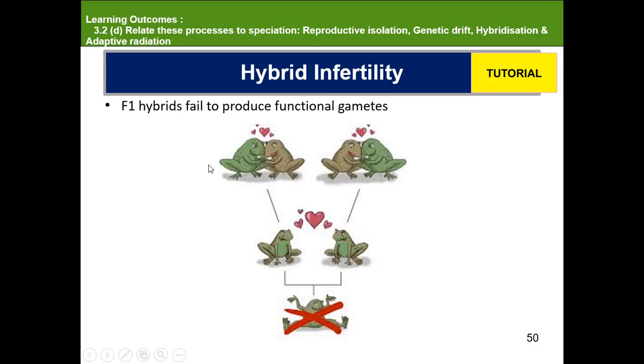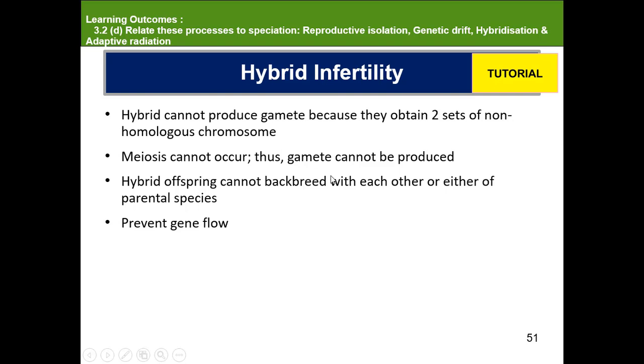Hybrid infertility. Hybrids fail to produce functional gametes. Hybrids cannot produce gametes because they obtain two sets of non-homologous chromosomes. So meiosis cannot occur, gametes cannot be produced, and this prevents gene flow.